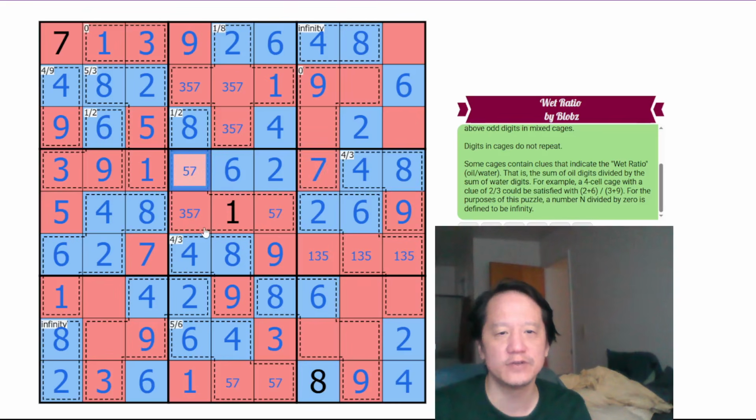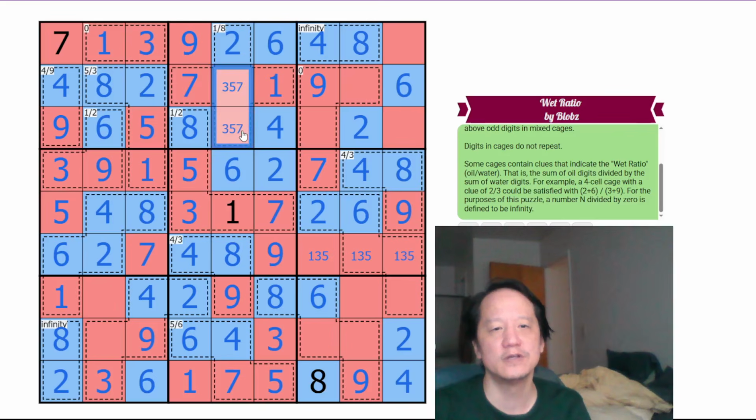7 eliminates 7 here, so it's 5, which makes this 7. That eliminates 5 and 7 there. It's 3. 7 eliminates 7 here, so it's 5 and 7. 3 eliminates 3 and 5 here, so it's 7. This can't be 7 or 5 because of 7 in the box, 5 in the row. So that's 3, which makes that 5. That leaves this digit as 3.